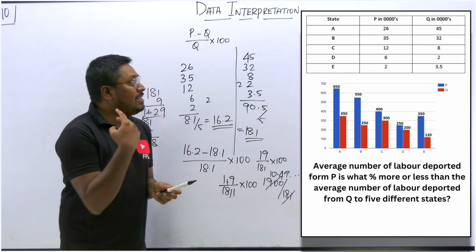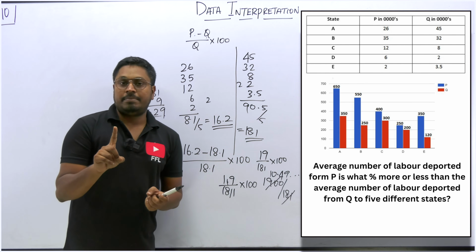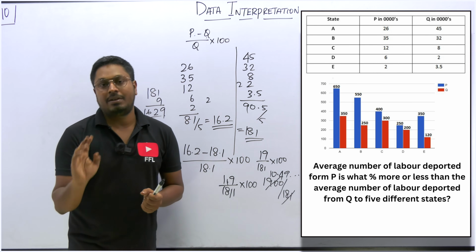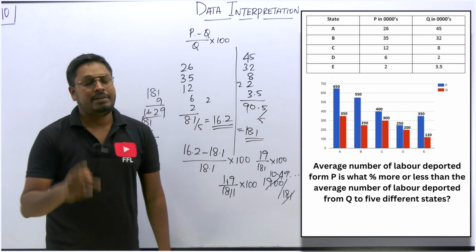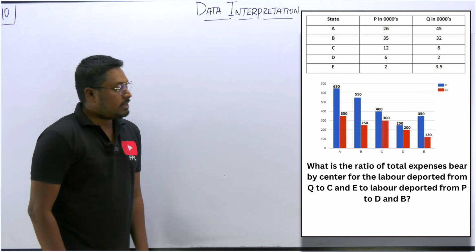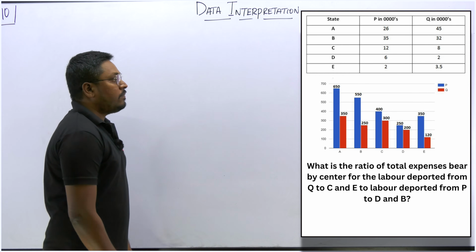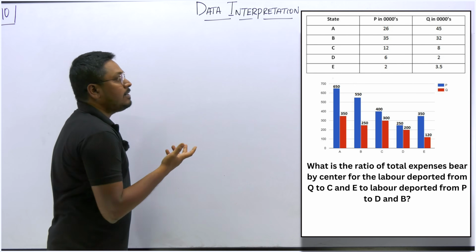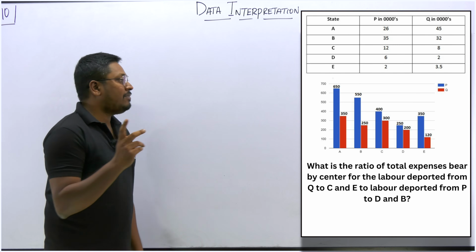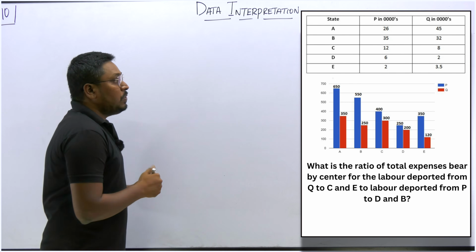So do not forget these two important formulas: x is what percentage of y, and x is what percentage more or less than y. So these two formulas are always important. Question number 3: what is the ratio of total expense borne by the center, not by the state, from the central government, for the labor deported from Q to C and E?